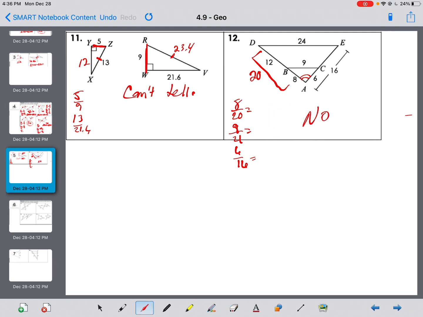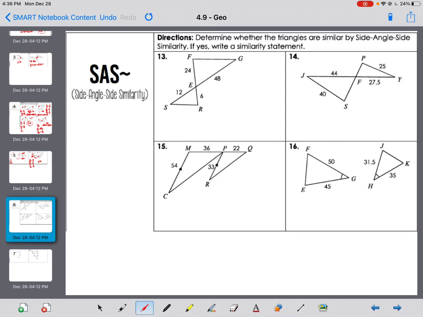And just because Mr. Magger likes proof. Let's see, 4 goes in 2/5, 3/7, 3/8. That's a no. Last piece, the last unit, side angle, side similarity.